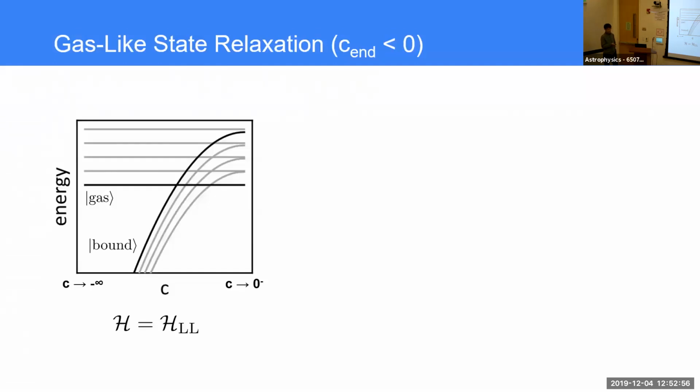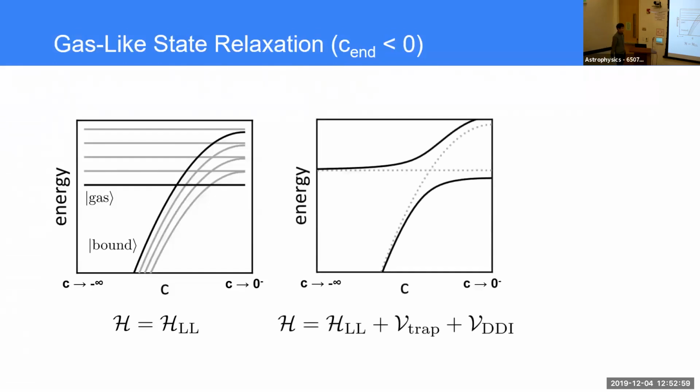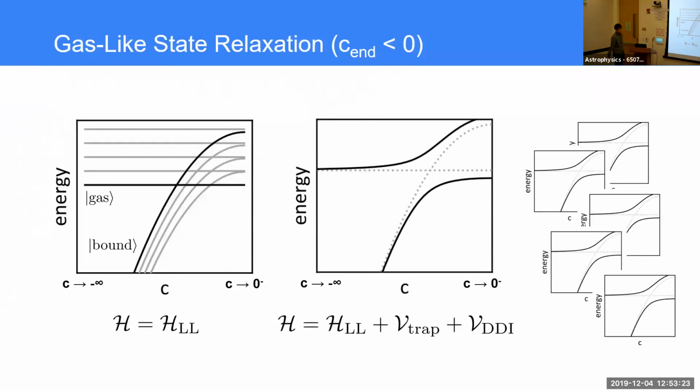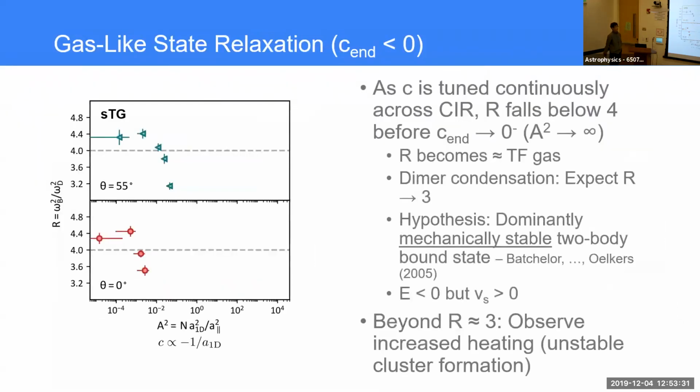in the gas-like state. However, in a realistic experimental system, you have both a harmonic trap, and in our case, you also have a DDI. So this would serve to create avoided crossings for some of these degeneracy points. Then as you continuously tune C, you expect your gas-like state to be mixed with some quasi-state characters. And as you go across many of these, eventually you might expect dominantly quasi-like states, and then there's collapse.